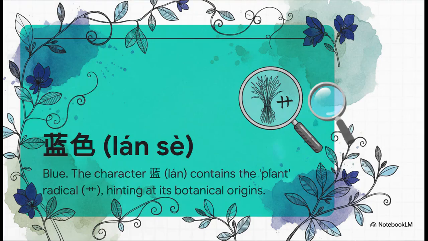Next up, we have 蓝色 for blue. The character here is lan, lan. This one's a bit more complex, but I want you to notice the radical right at the very top, cao. That's the grass or plant radical. You'll see it in a lot of characters related to plants, and that's because, historically, blue dye was made from the indigo plant. So that little radical at the top is your hint, your connection to its botanical roots.